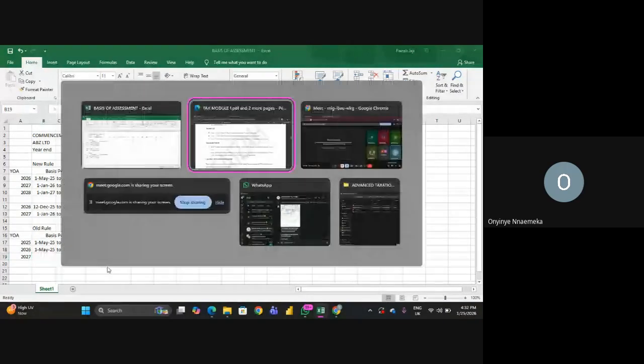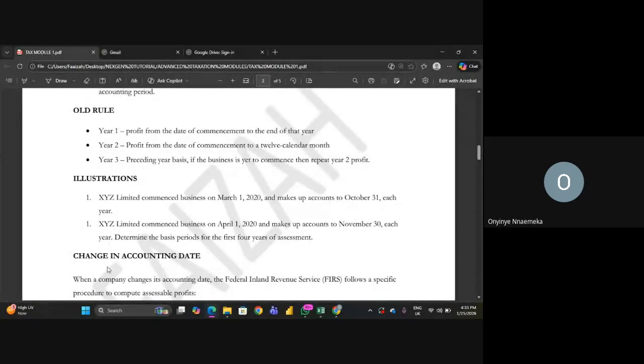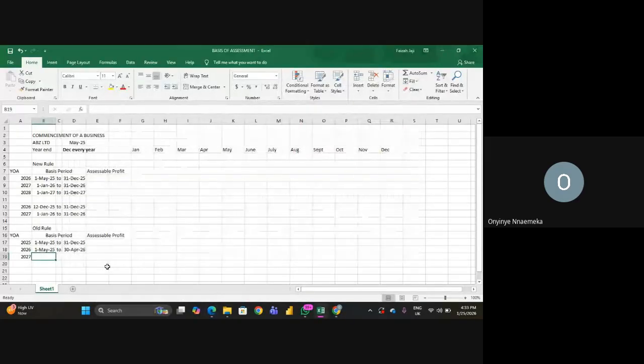Now the third year is telling us that it should follow the preceding year basis. If the business is yet to commence, then repeat year two's profit. So now let's talk about how that works. To follow the rule for year three using this old rule, we need to know the company's accounting year end. We have the year end of December every year. If the financial statement is concluded by December every year, that means it starts January every year, right? So we have a January to December financial statement.